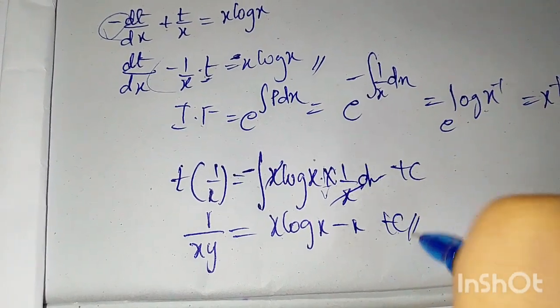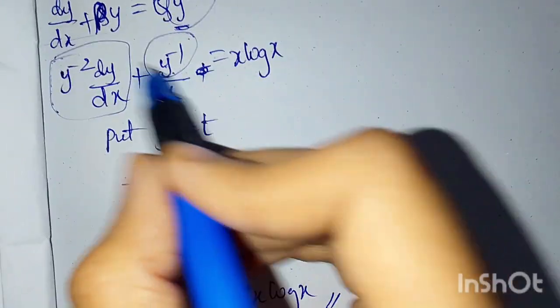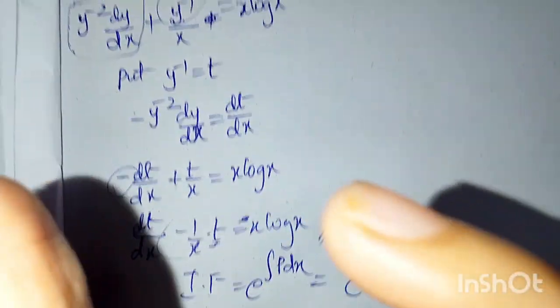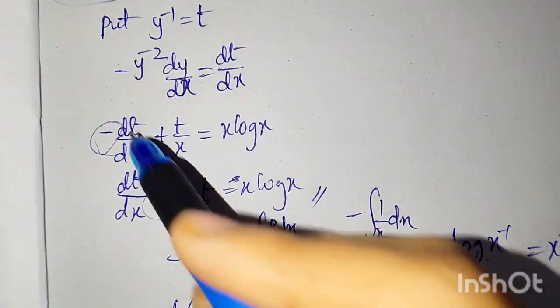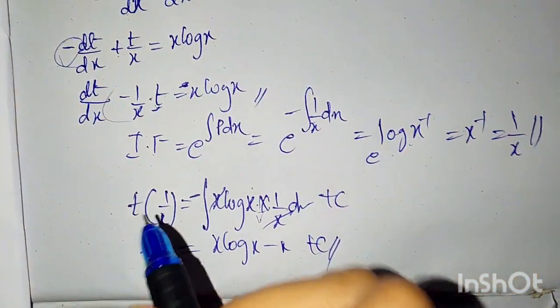So this is how you solve Bernoulli's equation. You divide by the extra term and then you put a substitution to get into a linear differential equation. And then you solve normally like what you do in a linear differential equation. But don't forget to substitute finally.